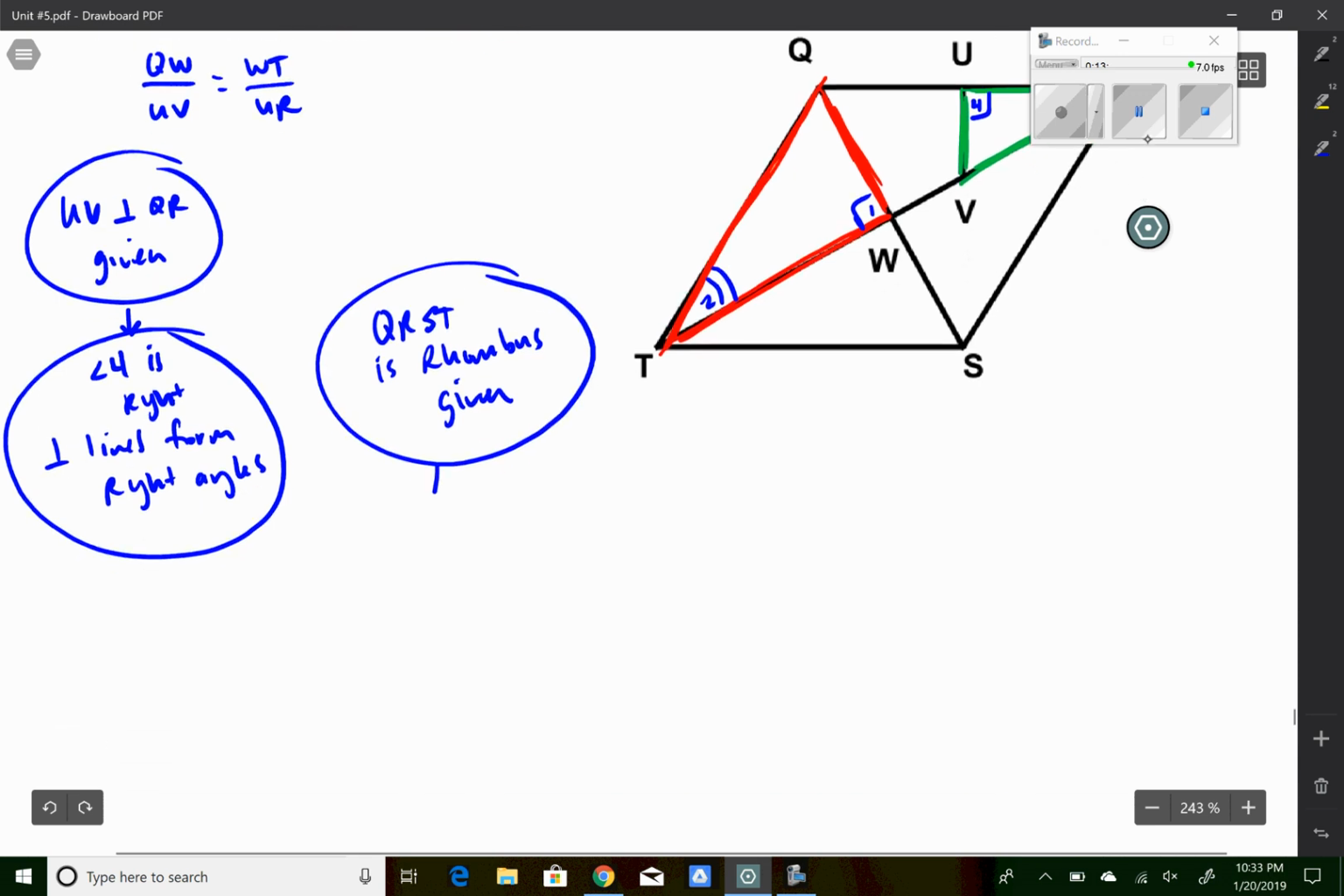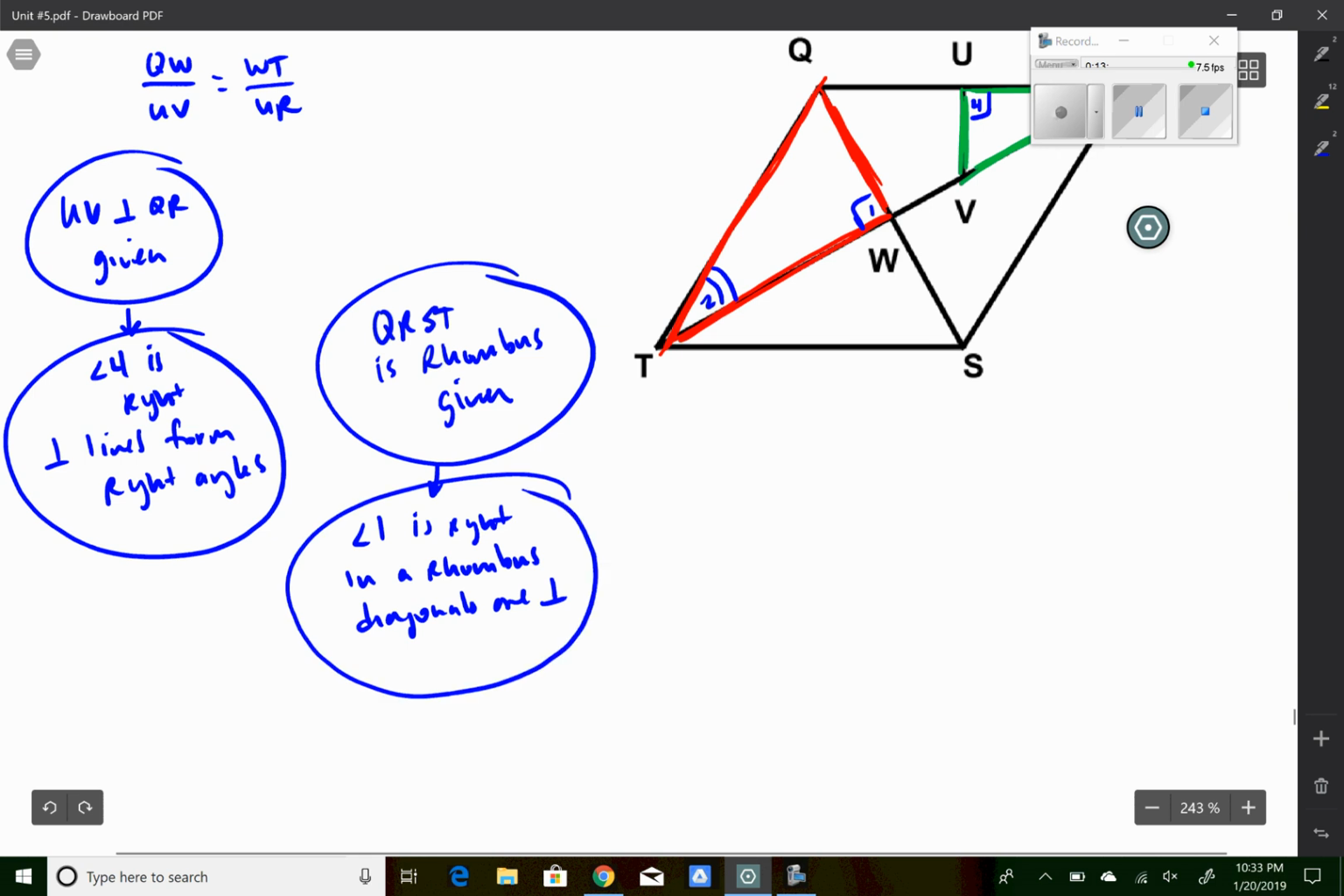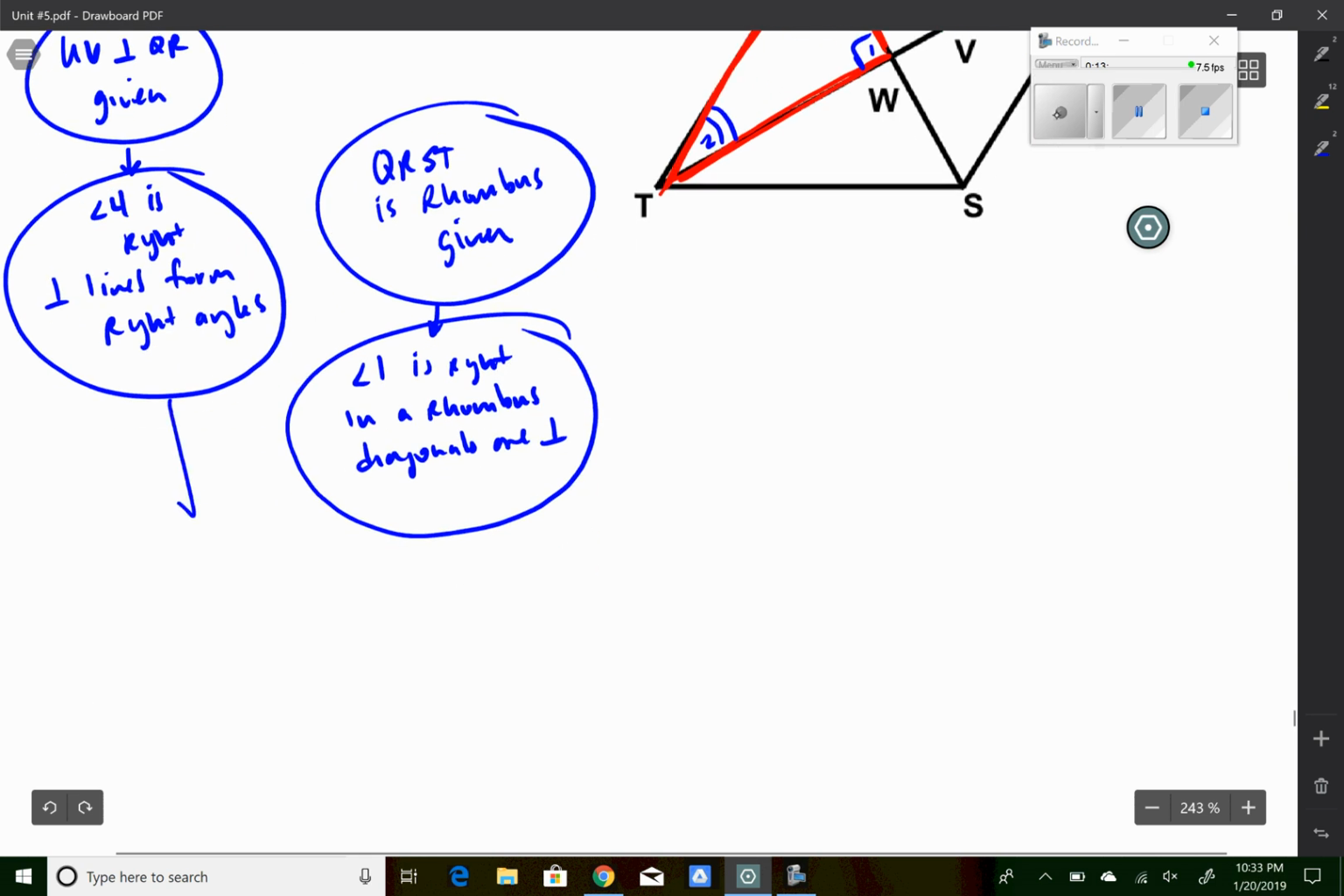Now, that given is going to tell me two pieces of info. It's going to tell me angle 1 is a right angle. So again, this tells me angle 1 is right because in a rhombus, the diagonals are perpendicular. Now, if I have two right angles, I know they're congruent to each other. So I could say angle 1 is congruent to angle 4 because all right angles are congruent.